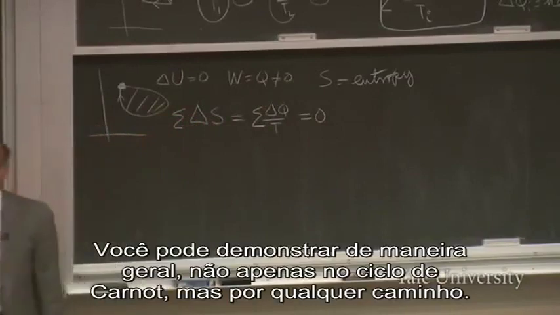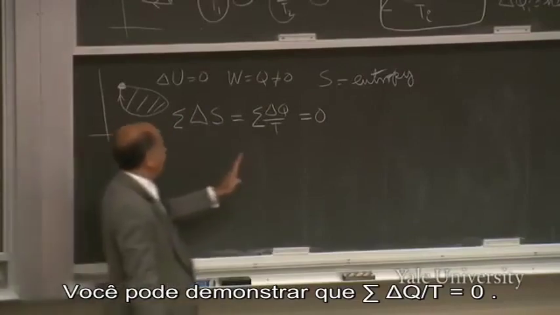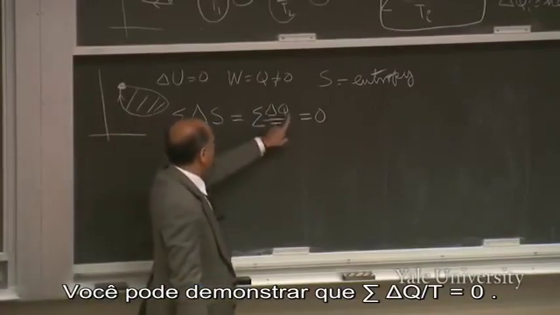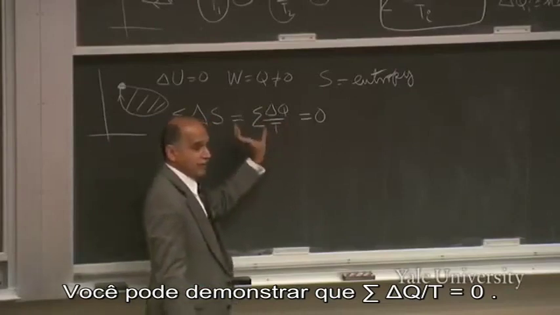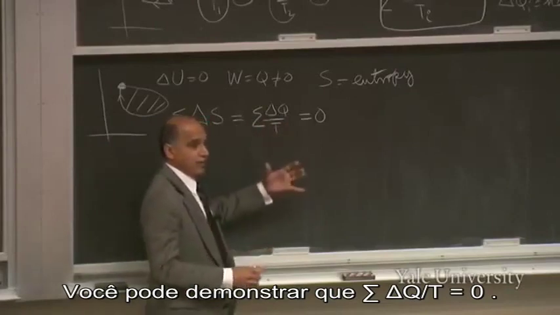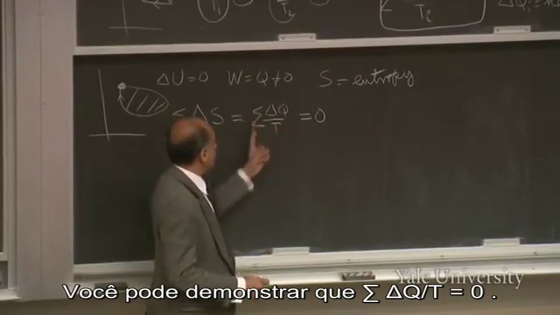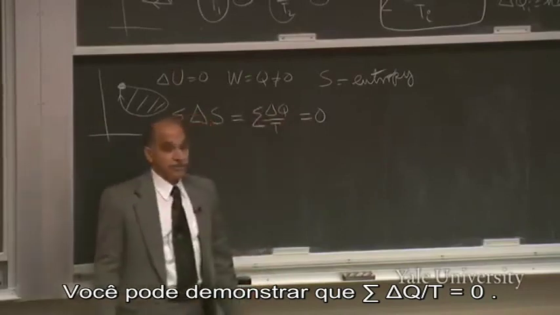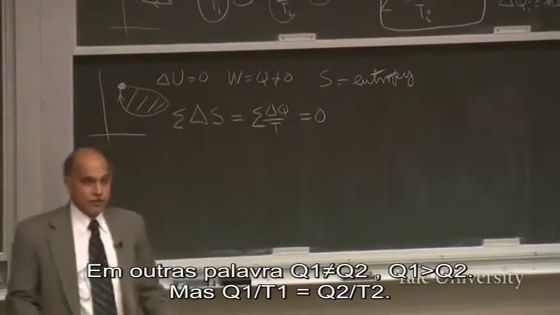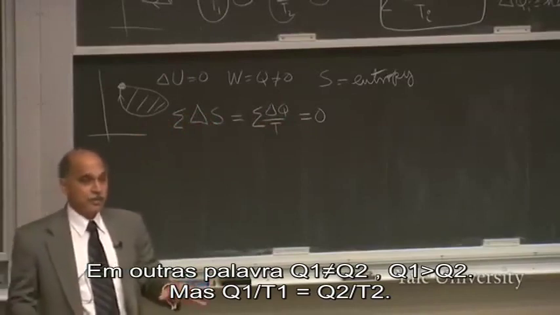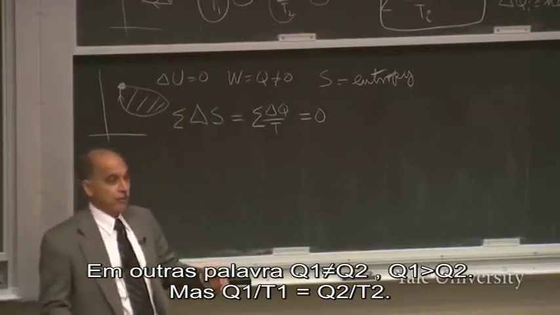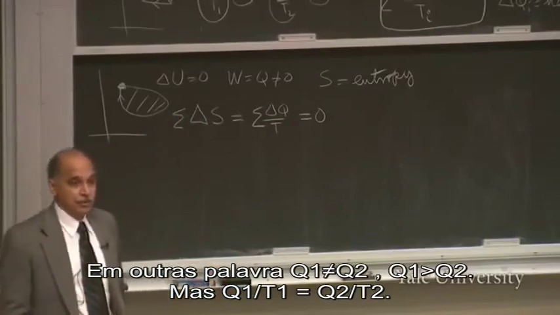You can show more generally that if you take any path, not just the Carnot engine, bounded by adiabatic and isothermals, but any path you take, you can show that the delta Q added up is not 0, but delta Q over T, namely give a weighting factor 1 over T to the heat you add, then the positives and negatives cancel and give you exactly 0. In other words, Q1 was not Q2. Q1 was bigger than Q2.